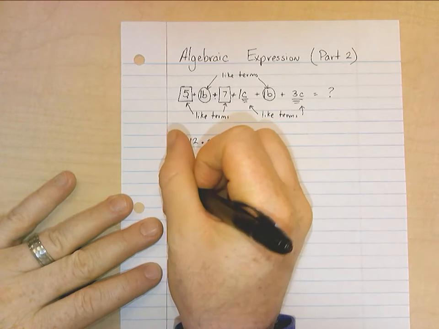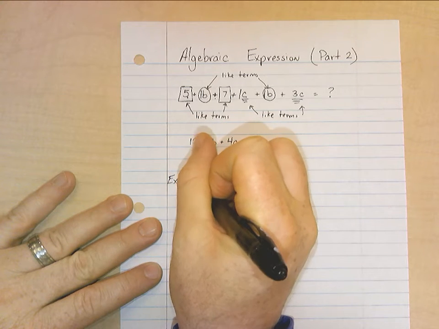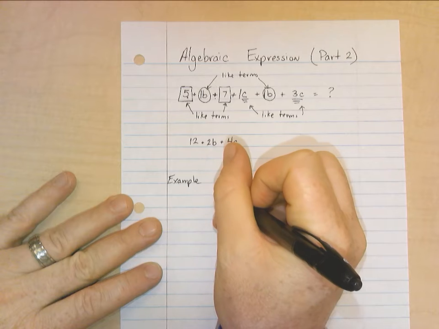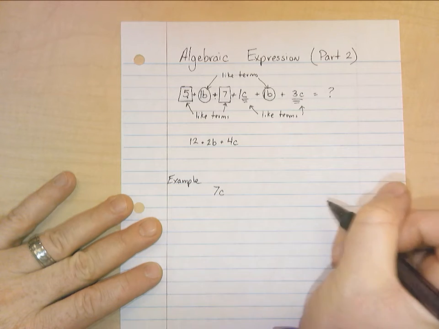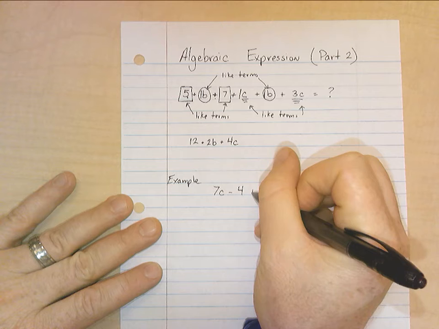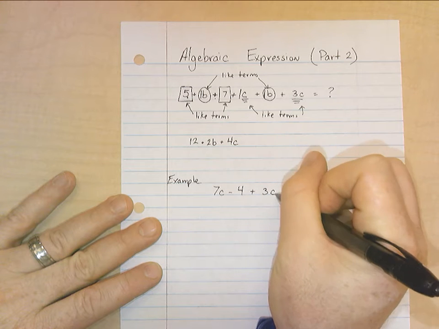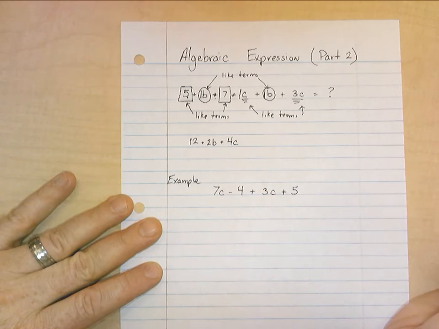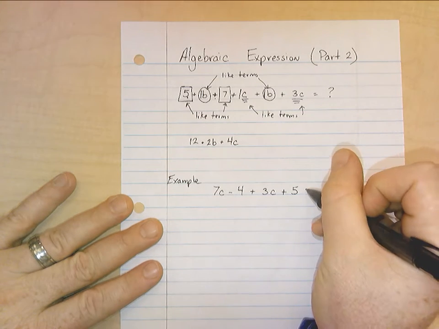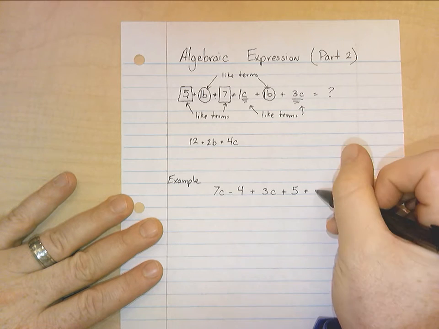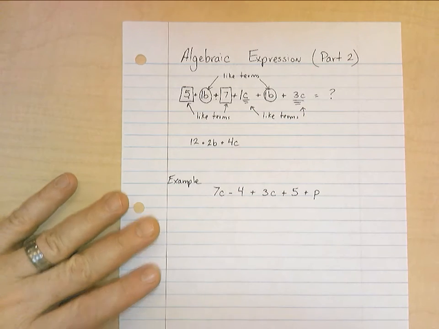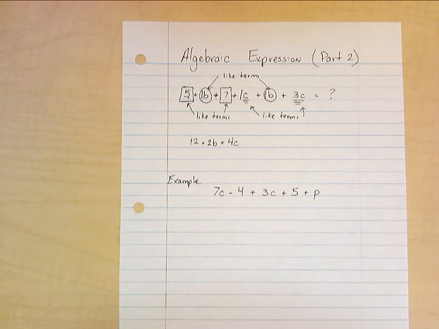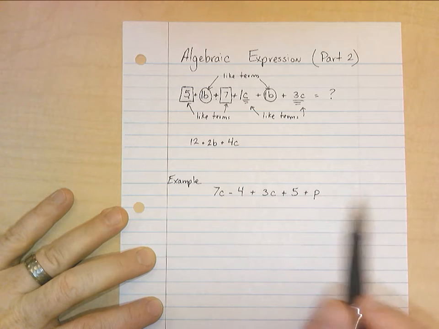So another example would be, let's take 7C minus 4 plus 3C plus 5. Let's add another variable, something different. Let's say P. Okay, so let's say we had this really long algebraic expression. What terms could we combine together? And when I say combine, I can mean add or subtract.